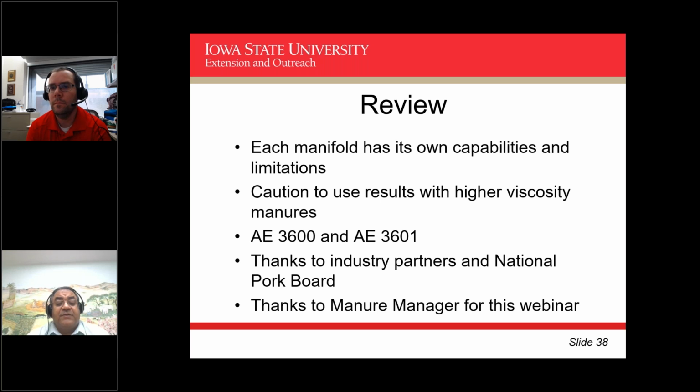I will also caution that we use water in our results. So if you are dealing with manures that have high viscosities, the numbers may be different.